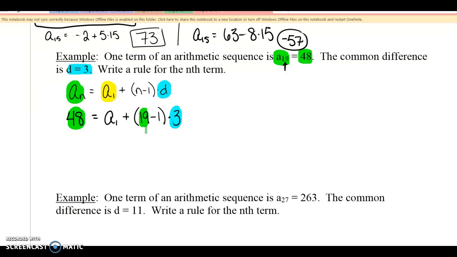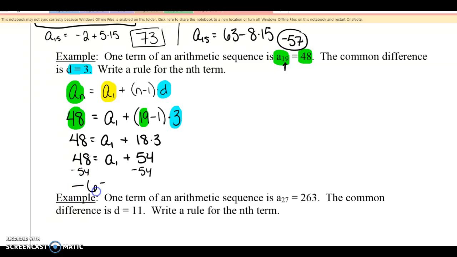Now we're going to do as much of the math as we can and see if we can figure out a sub 1. So this would be 48 equals a sub 1 plus 18 times 3. 18 times 3 is 54. How could I figure out a sub 1? Subtract. This is the annoying part. Now we have the first term and we have our common difference.